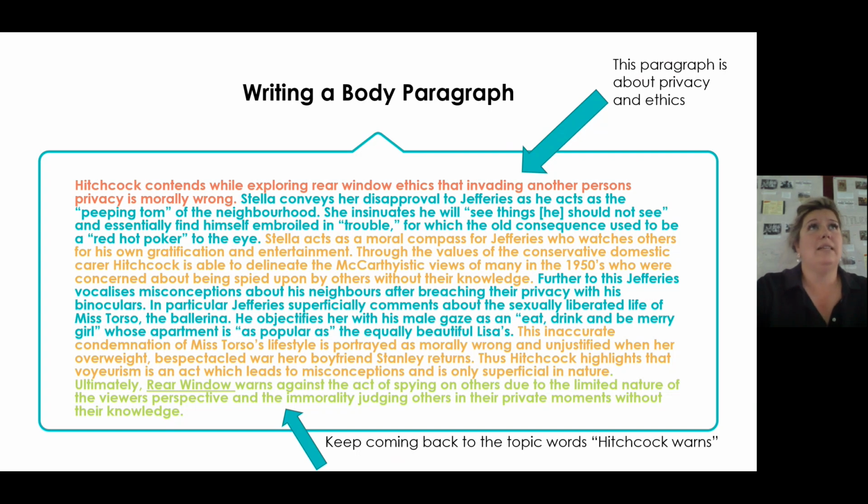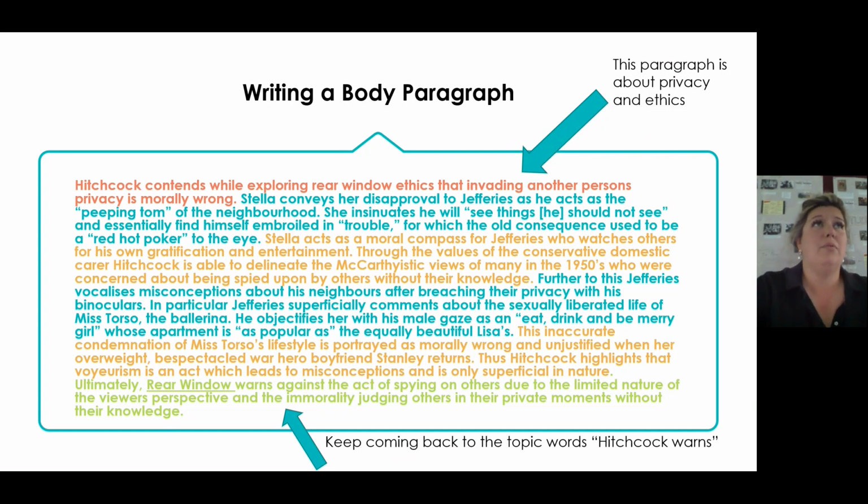Firstly, let's look at the topic sentence. This topic sentence tells me that this paragraph is about privacy and ethics. "Hitchcock contends, while exploring Rear Window ethics, that invading another person's privacy is morally wrong." So it doesn't give me a character, it doesn't give me a quote, and it doesn't give me an example. It just tells me this paragraph is about privacy and ethics.